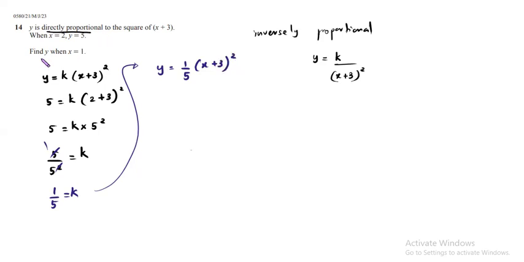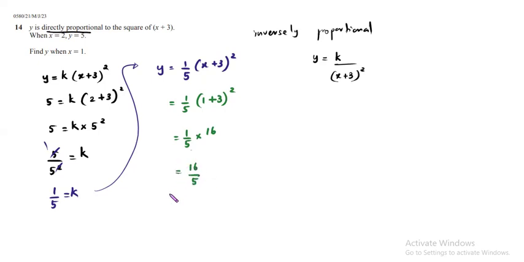Now the next part of the question is to find what y is when x is 1. Now that we know the value of k and the value of x is given, this value of x should be substituted and we can find what y is. So which is 1/5 times the value of x is given as 1. So it's going to be 1 plus 3 with the square. So 1 plus 3 is 4. 4 squared is going to be 16. So it will be 1/5 times 16. So this is the same as 16 over 5.